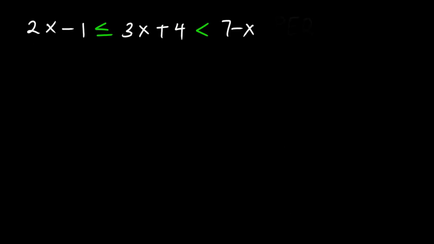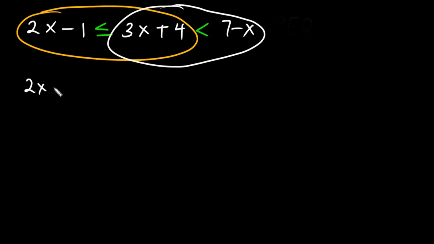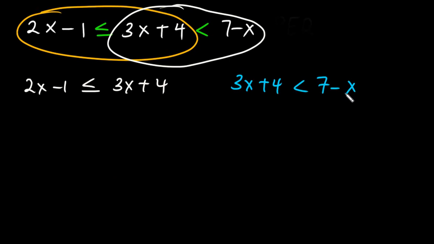What we're going to do is extract two linear inequalities from this compound inequality. So this is going to be one of them, and the other is going to be this one. I can write them down here: 2x minus 1 is less than or equal to 3x plus 4, and the other one is 3x plus 4 is less than 7 minus x. We are going to solve for each one of them separately. So let's start with this one.